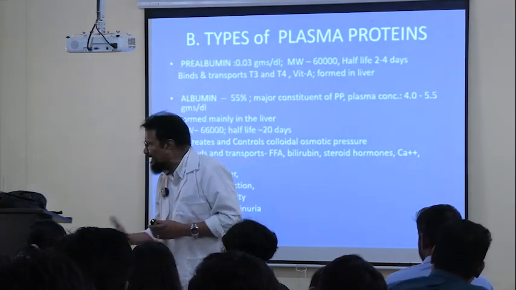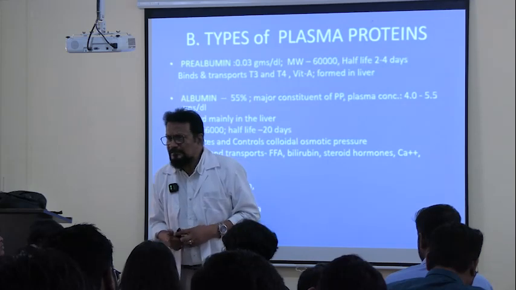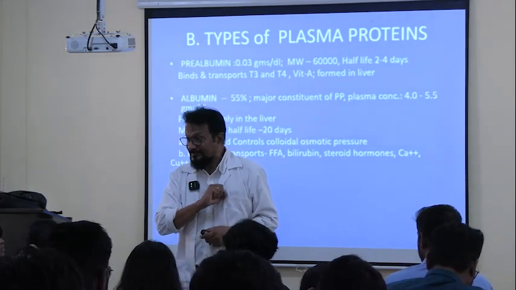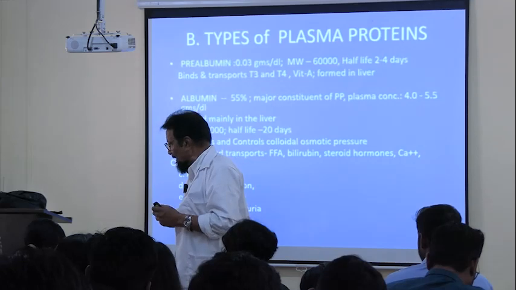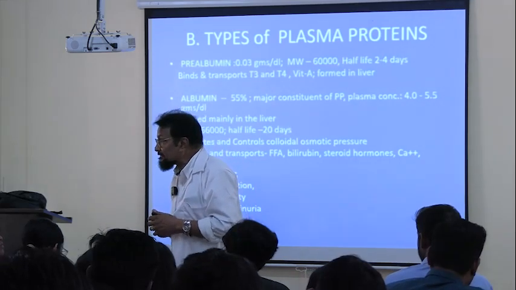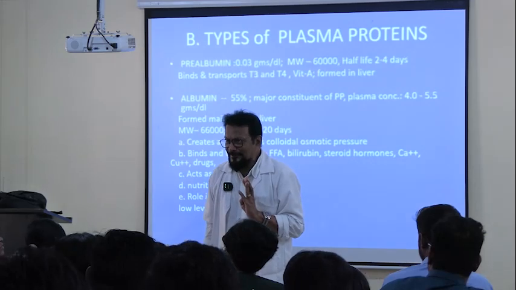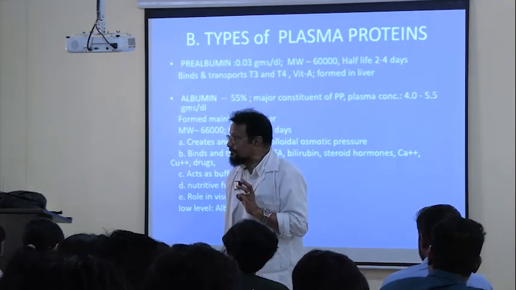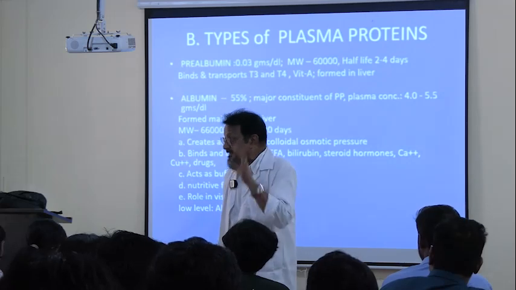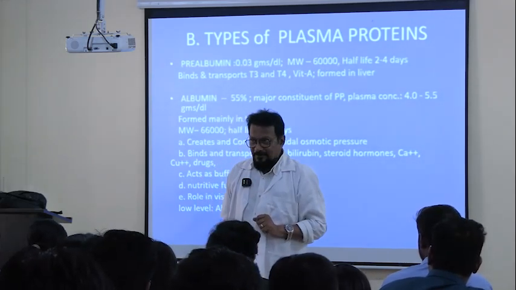Some enzymes you will find in plasma. These are some enzymes of the liver cell. When the cells are damaged, these enzymes come into the plasma. So what are these enzymes? You have heard: SGPT, SGOT, alkaline phosphatase, lactate dehydrogenase. These are actually the enzymes of the liver.